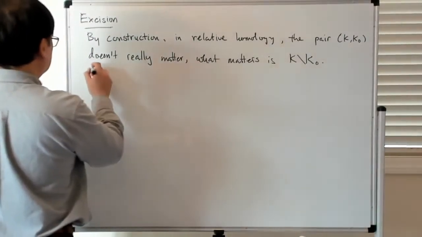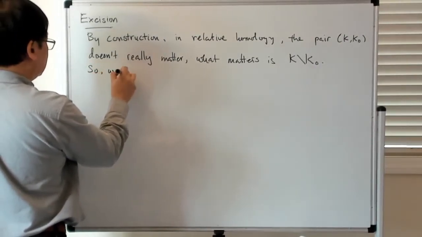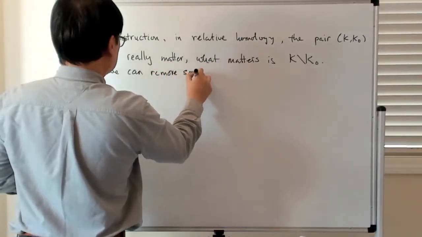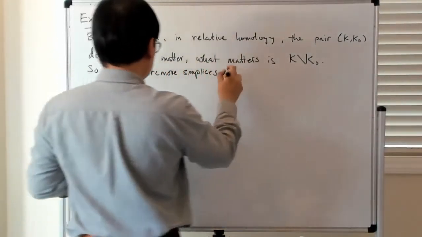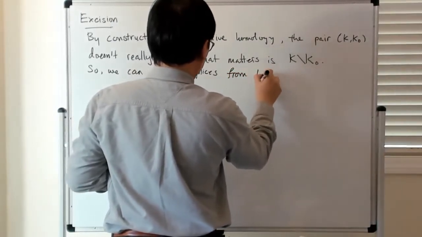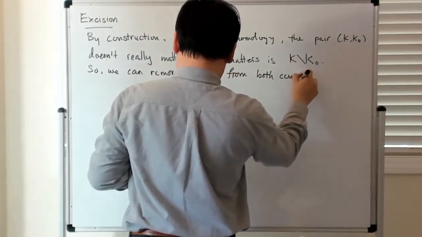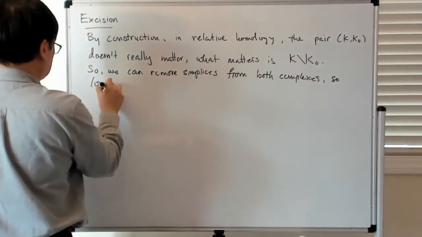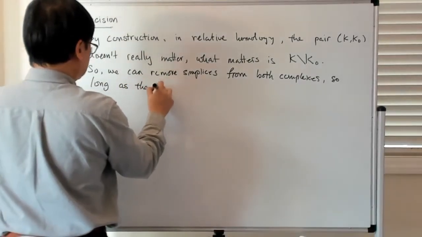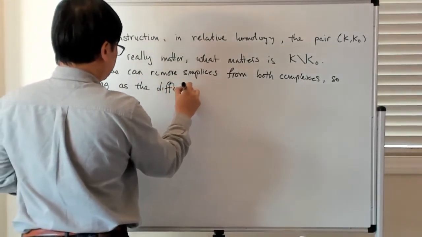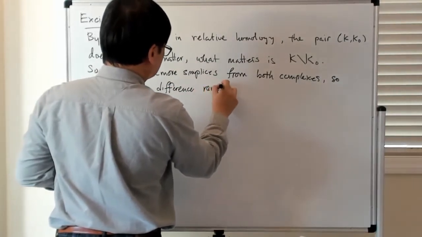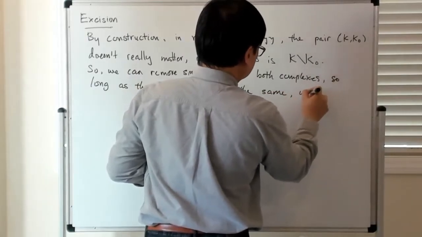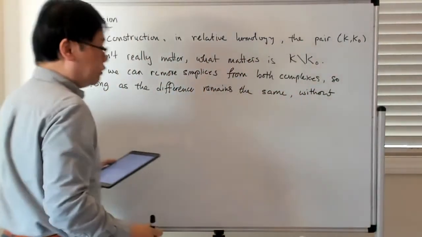All right, so we can remove simplices from both complexes so long as the difference remains the same, without affecting the relative homology.